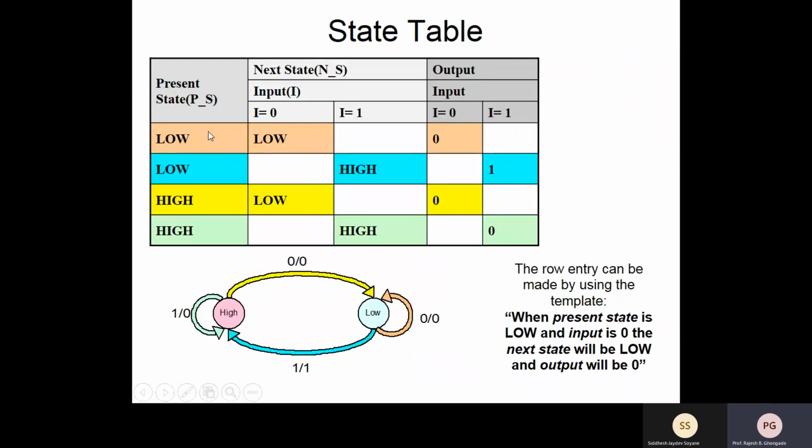So when the present state is low and the input is 0, what should be the next state? When present state is low, input is 0, what should be the next state? Low state. Low. So you put low over here. Similarly, when present state is low and the input is 0, what should be the output?